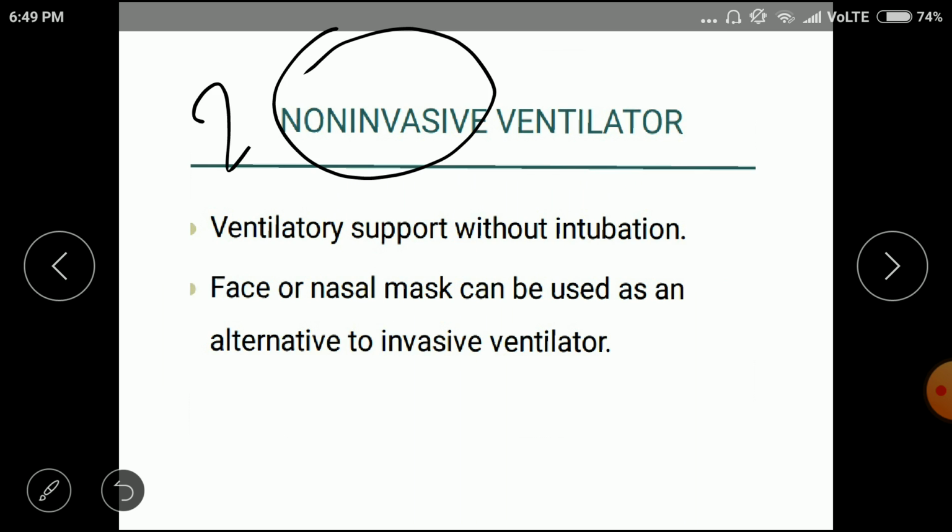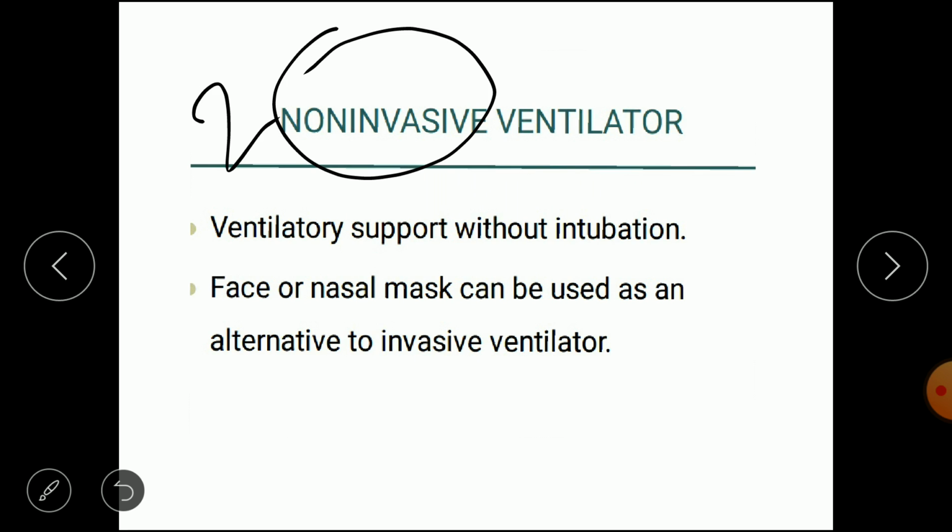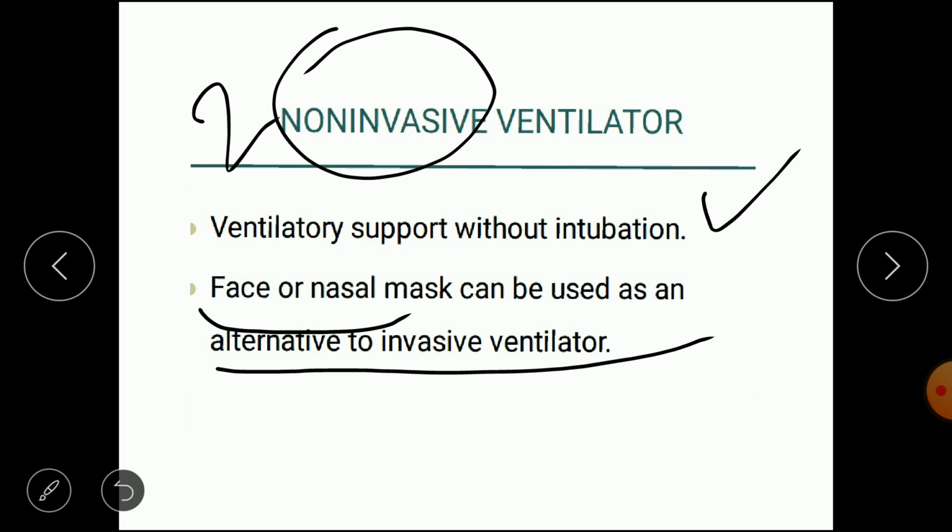Non-invasive, that is the second type, is ventilatory support without intubation. Okay, there is no requirement of any intubation. Generally we only use a face or nasal mask for the provision of oxygen delivery to the patient. The face or nasal mask can be used as an alternative to invasive ventilator. Okay, if the patient is not suitable for invasive ventilator, it is an alternative. In that we use a non-invasive ventilator for provision of ventilation to the patient.